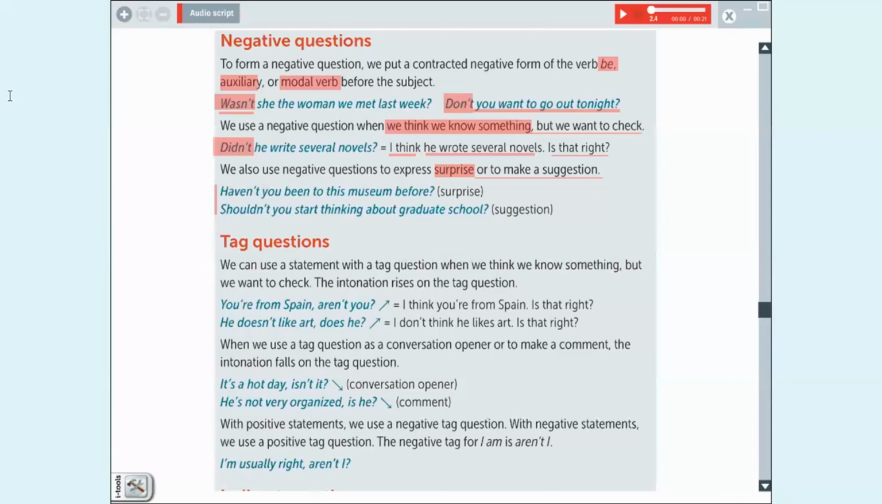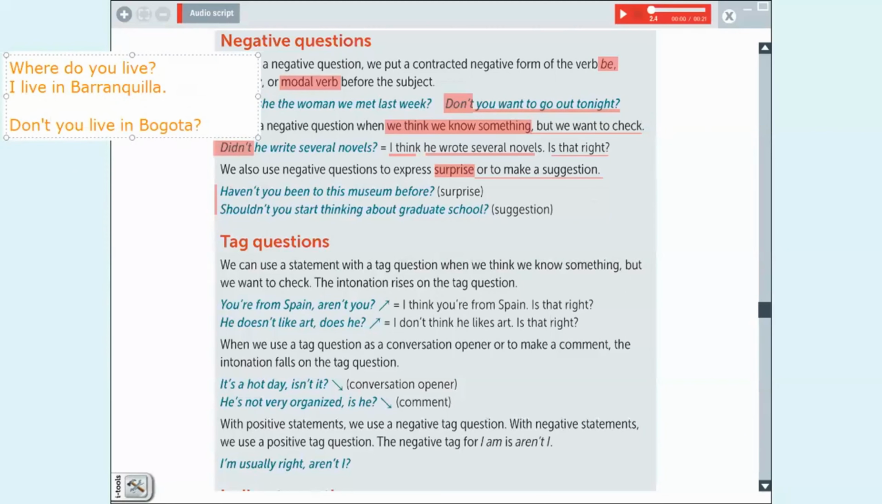So, Cindy, where do you live? I live in Barranquilla. Okay, so I live in Barranquilla. I can ask, don't you live in Bogota? No, because I thought that you live there. So, okay, so no. I live in Barranquilla. Or simply you can say, no, I don't. Okay. No, I don't.